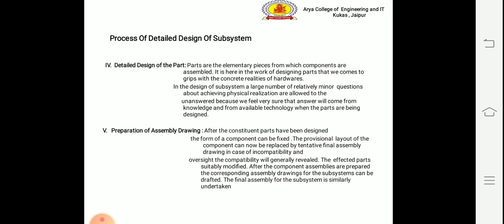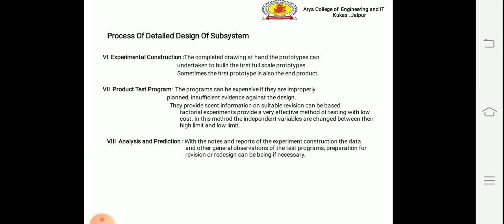Fifth, preparation of assembly drawings. After the constituent parts have been designed, the form of the component can be fixed. The provisional layout of the component can now be replaced by a tentative final assembly drawing. In case of incompatibility and oversight, the incompatibility is generally revealed, and the affected parts are suitably modified. After the component assemblies are prepared, the corresponding assembly drawings for the subsystem can be drafted. The final assembly for the system is similarly undertaken.